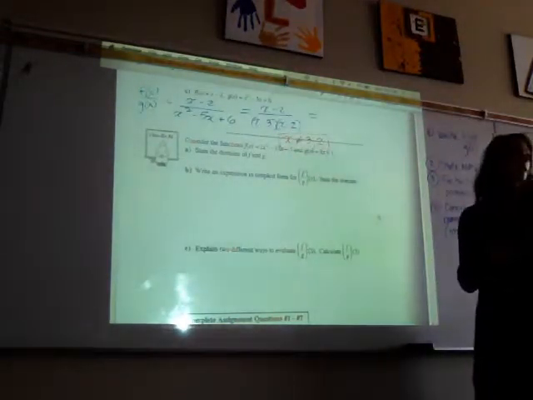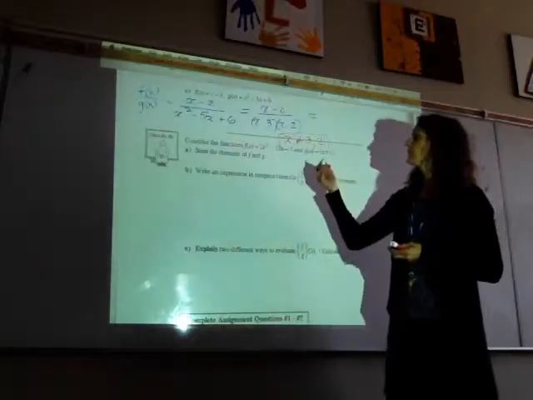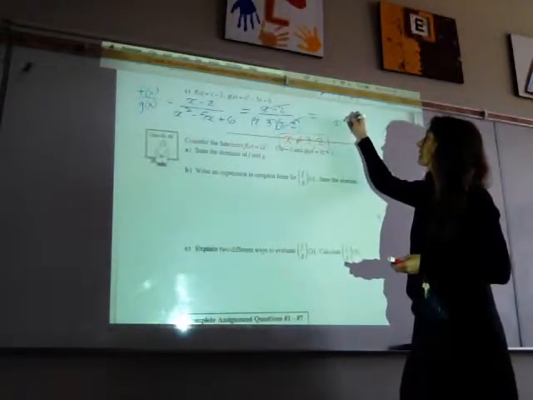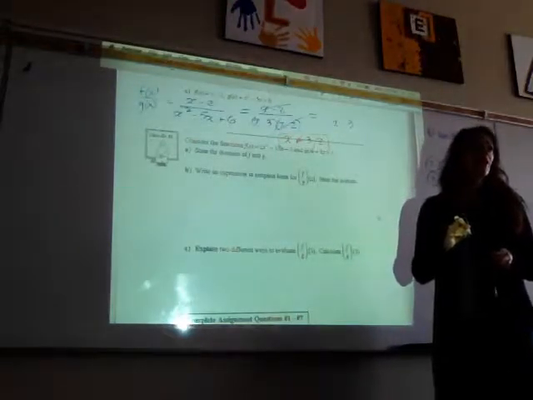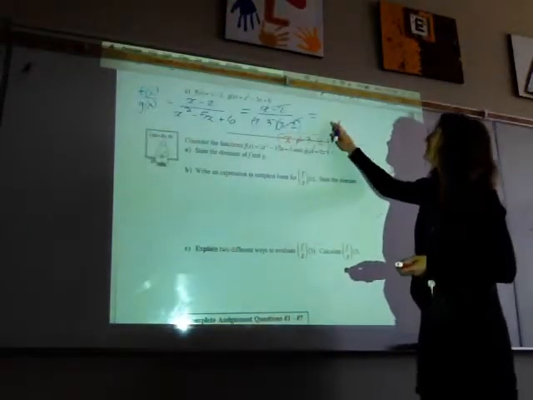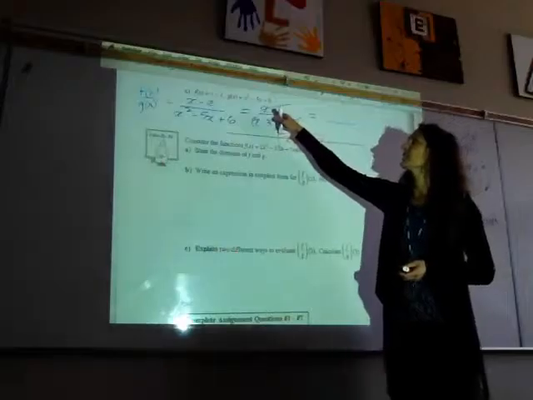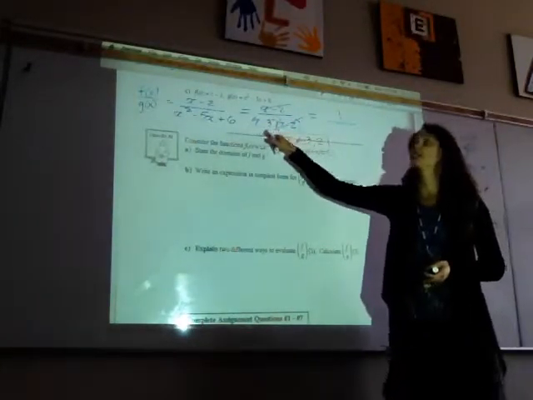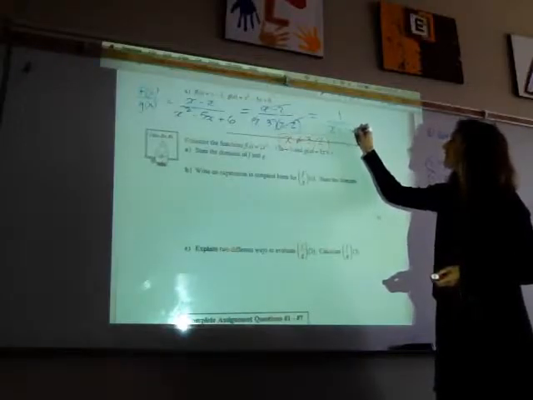Okay, can we cancel out any like terms? x minus 2, x minus 2. So are we left with x minus 3? No. Anything divided by itself is 1. So there's 1 in the numerator and x minus 3 in the denominator.